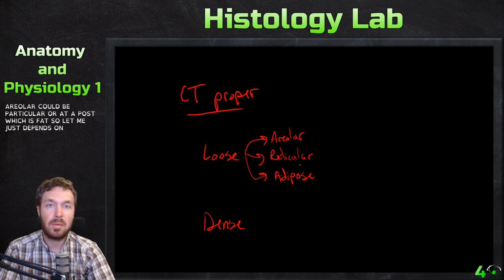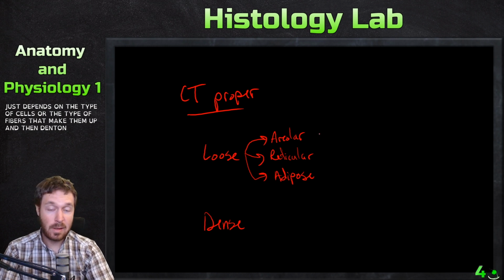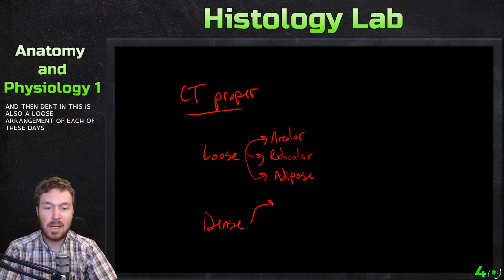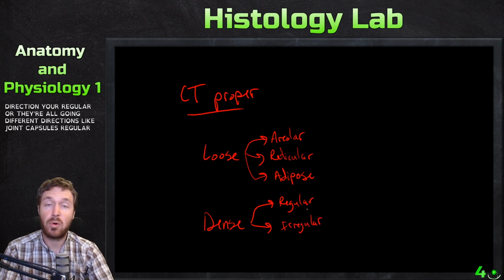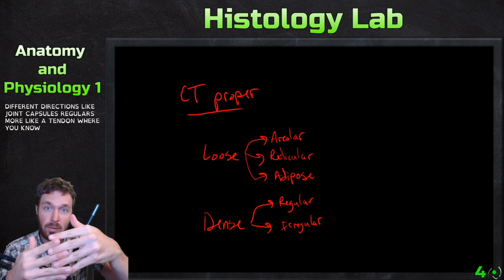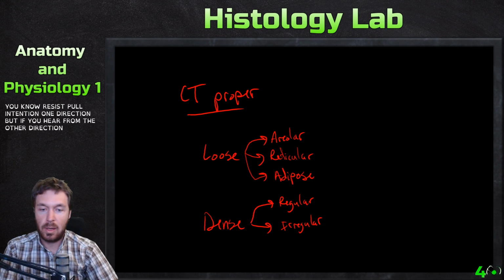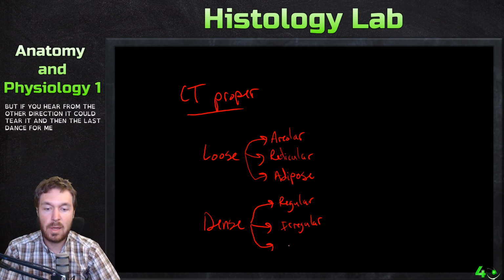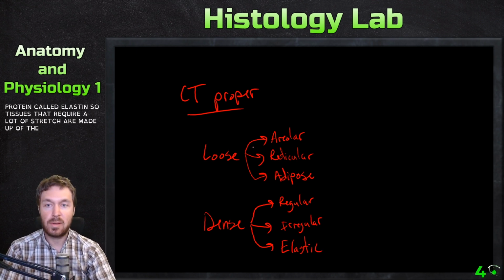So a lot of this depends on the type of cells or the type of fibers that make them up. And this is also a loose arrangement of each of these. Dense is then regular, where all the fibers are lined up in the same direction. Irregular, where they're all going different directions, like joint capsules. Regular is more like a tendon, where it resists pull and tension in one direction, but if you hit it from the other direction, it could tear it. And then the last, the dense form here, is elastic, made up of a protein called elastin. So tissues that require a lot of stretch are made up of these. So this is CT proper.